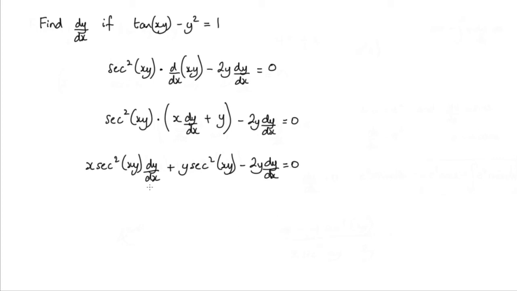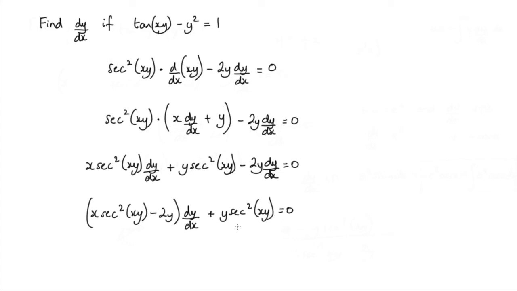Well, the next thing to do is to look at this dy by dx and this dy by dx here, so we can factor that out. So we would have an x sec squared xy minus a 2y, and that's multiplied by dy by dx, plus y sec squared xy equals 0.